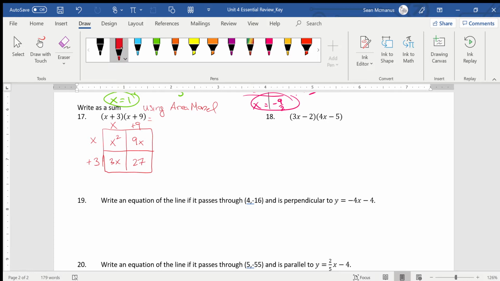So to answer this fully, I have to write out the actual result of multiplying these things together. Well, what I get when I multiply x plus 3 times x plus 9 is all 4 of these things added together. And if I look carefully, these two boxes right here can actually be combined because it's the same variable. So my final answer would be x squared plus 9x and 3x together would give me 12x plus 27. So that's my final answer.